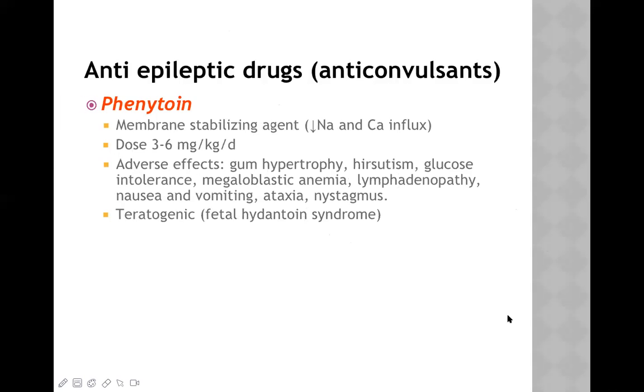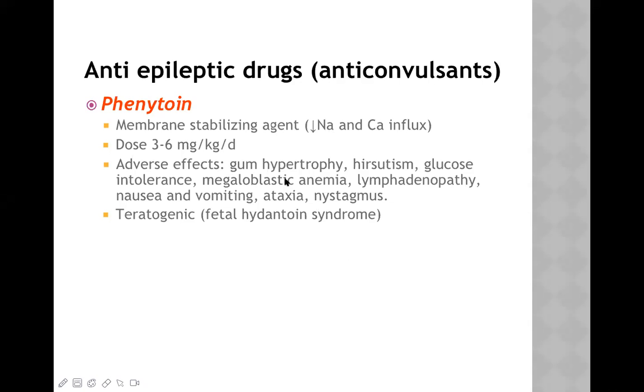Okay, now see here, phenytoin is one of the very commonly used drugs, and from the exam point of view, very commonly asked as well. This phenytoin acts like a membrane stabilizing agent. This is the mechanism of action of phenytoin, and it blocks the entry of sodium as well as calcium inside the CNS neuron. This is the dose of phenytoin, 3 to 6 milligram per kg per day. But remember one important point: phenytoin should be started as a loading dose. Loading dose is given as 15 to 20 milligram per kg. Then this is a maintenance dose.